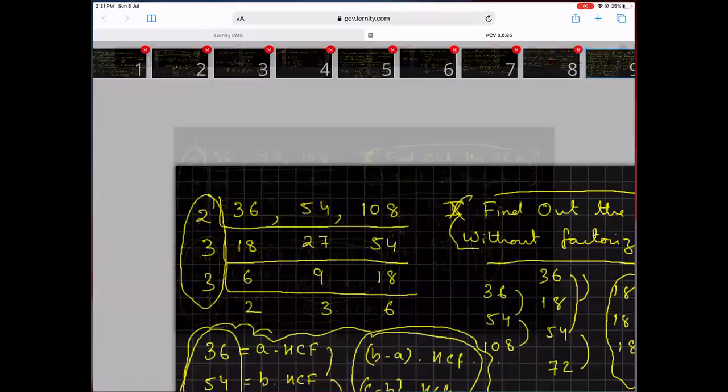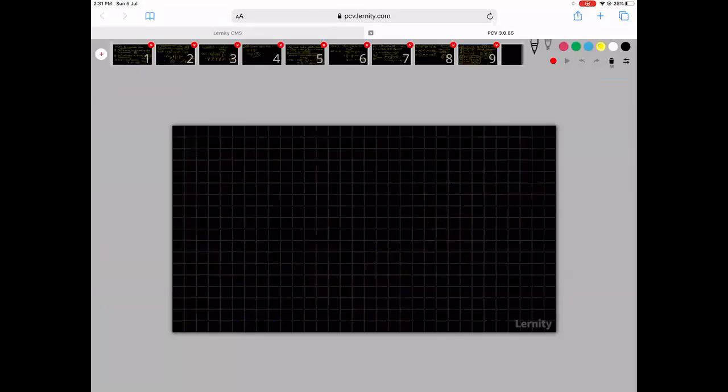So maybe I'll take numbers like 36, 48, and 72. I want to find out the HCF of these numbers. I subtract these two, I'll get 12. I subtract these two, I'll get 24. Then you subtract these two, you will get 36. Then I subtract these two, I'll get 12, and these two, I'll get 12. I can never get any number less than 12 when I subtract any combination of these numbers. So the HCF of 36, 48 and 72 is 12.